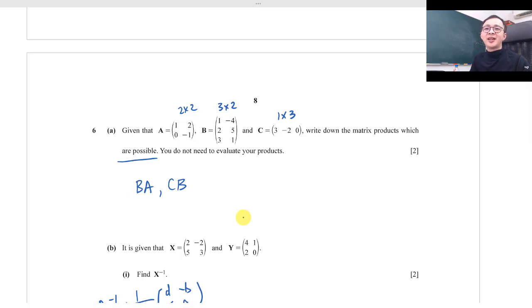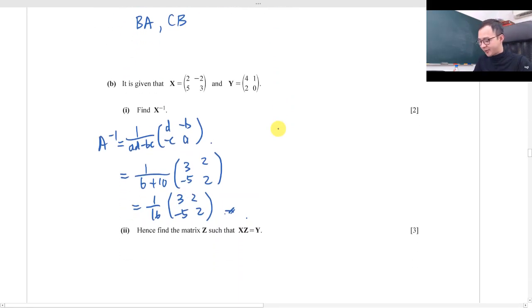Can I write it as BAC? Write down the matrix products which are possible. I guess it should be okay because it doesn't say to write them as one product. BAC is not possible because A cannot multiply with C. You can see that A here is 2, C is 1. So you cannot write BAC. You will not get a mark for that because A cannot multiply C. So I guess it's better you write both separately.